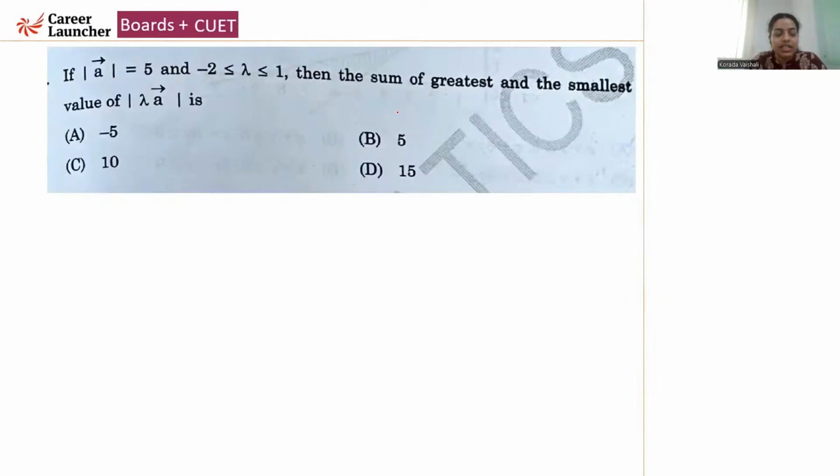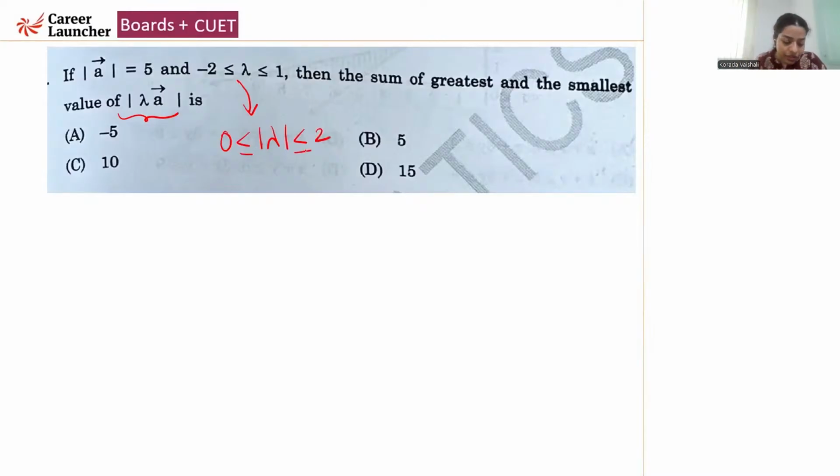Now question number 13 says if the magnitude of a is 5, and you are given that the value of lambda is in between -2 to 1, then the sum of the greatest and smallest value of the magnitude of lambda a is going to be. So see, when you are looking at this expression, if you consider the magnitude of lambda, it is going to be in between 0 to 2, equality on both sides.